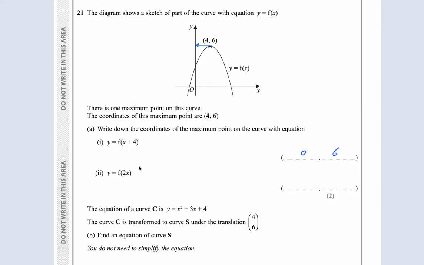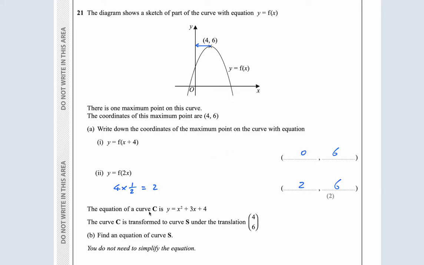And this one, this is a horizontal stretch of scale factor 1/2. So what I do is I multiply the x coordinates by 1 over 2. So 4 times 1 over 2 is 2. So this maximum now goes to 2, and the y coordinate doesn't change. So it's 2, 6.